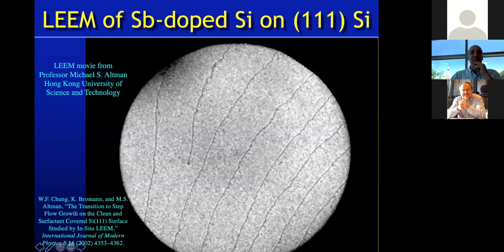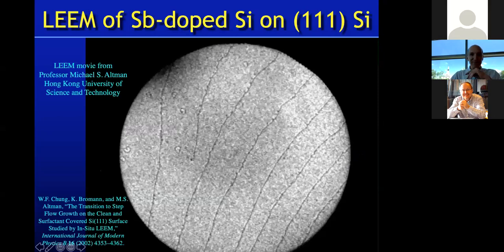another example, another homoepitaxy. This time it's going to be silicon on silicon with some antimony doping. And here you see the starting steps on the surface. You say, aha, there's a dislocation there. A screw dislocation has intersected the surface. Something interesting might happen there. Okay, more steps. Let's now start the movie and look at the growth that's going to proceed.